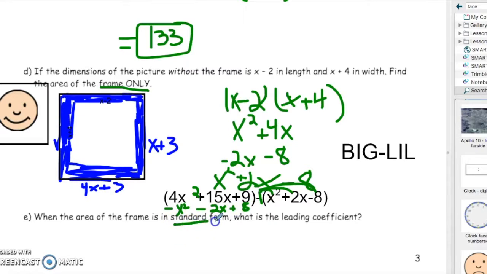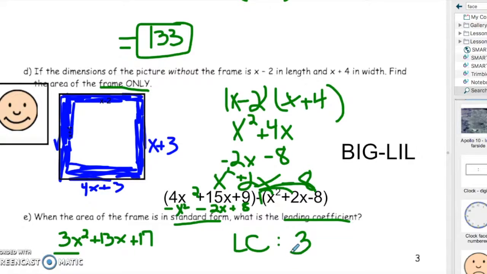So in standard form, the area of the frame will be 3x squared plus 13x plus 17. Because this is 3x squared, this is 13x, and this is positive 17. And when the area of the frame is in standard form, what is the leading coefficient? Standard form, leading coefficient is 3.